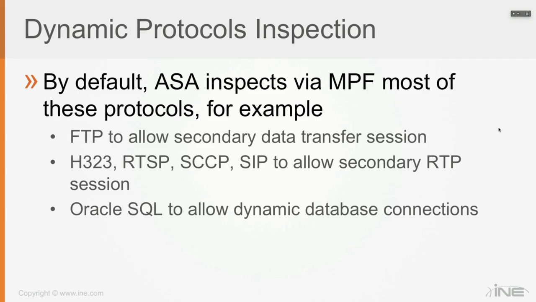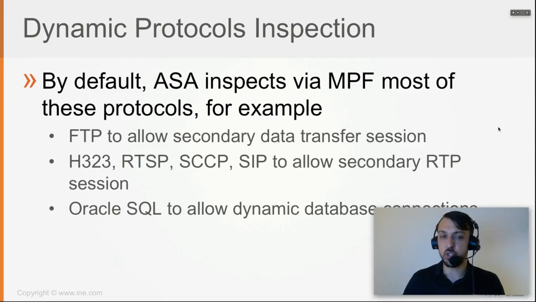Or for example, Oracle SQL is likewise inspected by default to allow dynamic secondary database connections. Because how Oracle works is that I'm going to connect to a specific port that the database is listening on, and then, based on what I'm doing to the database, additional connections may be fired up, which likewise I'm doing that inspection to allow those secondary connections to work.